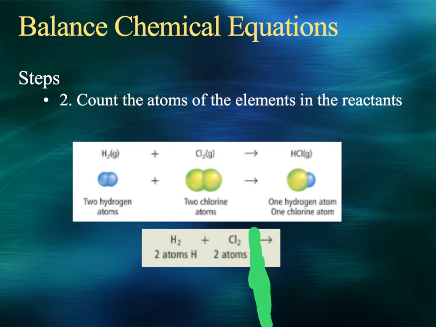Well, over here on the left-hand side, we have a total of 2 hydrogens. And from right here, we have 2 total chlorines. Notice we don't have any coefficients out front. If we come over to the right-hand side, HCl means we have 1 hydrogen and, not 2, sorry, 1 chlorine. So we do not have equal amounts, which means this is not balanced. We need to take care of that.